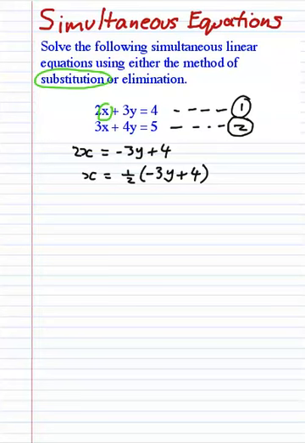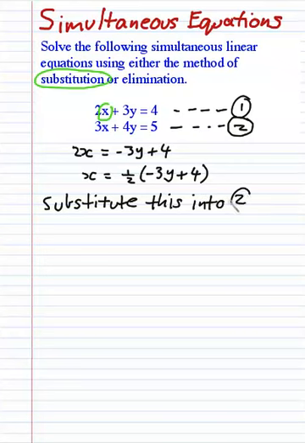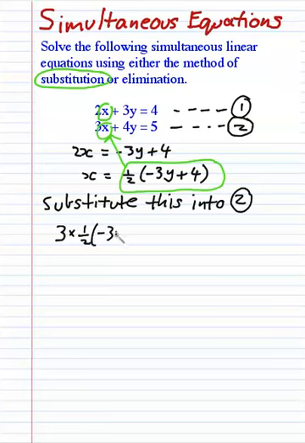Alright. And then the next thing that we need to do is to substitute this, in other words x, into equation 2. Okay? So anywhere in equation 2 that we see x, we should now write a half bracket minus 3y plus 4. Okay, so we're putting this into there. Okay, and this is what we get. We'll have 3 times a half bracket minus 3y plus 4. And all the rest of the terms are still there, plus 4y is equal to 5.